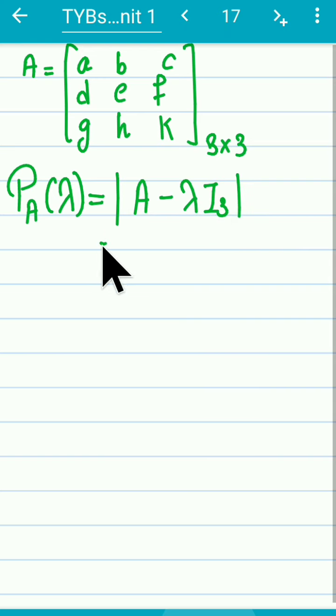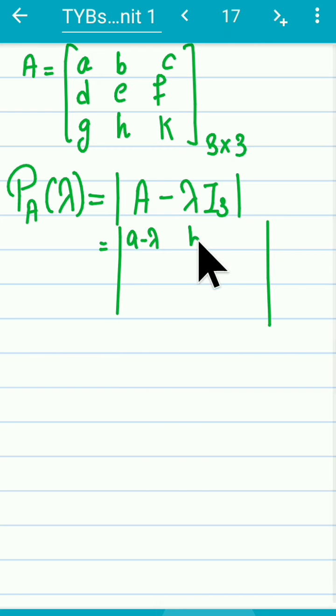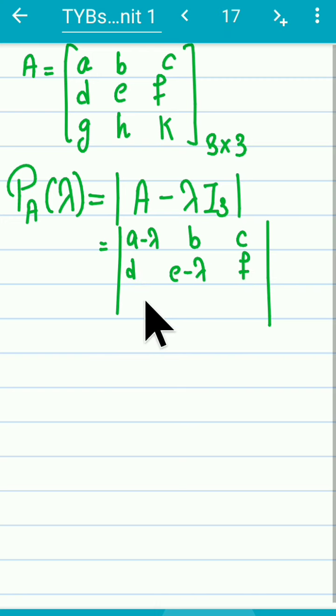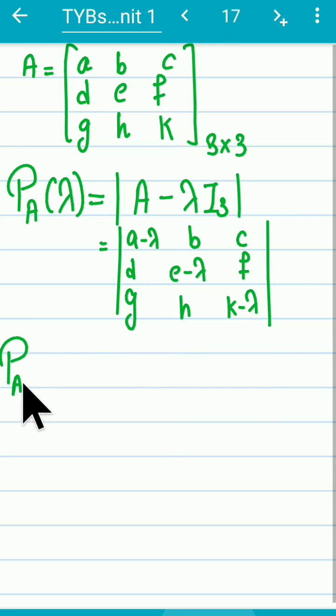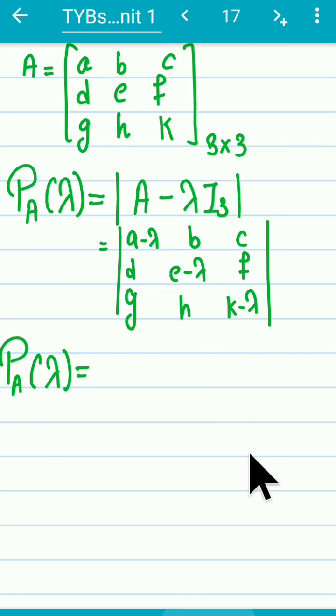That is the same as the determinant of the matrix with entries A minus lambda, B, C; D, E minus lambda, F; G, H, K minus lambda. Right? Now you will just find out the determinant of this. I will let you know the final answer and you just verify whether it comes or not. I am skipping a few steps because the determinant can be found, and it will take too long for me to write and explain, but it is really a trivial thing.